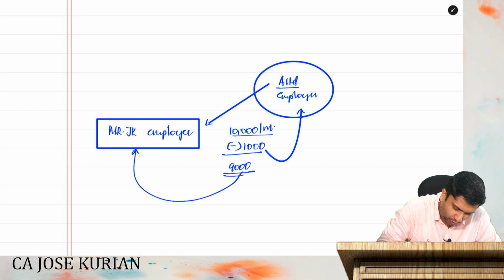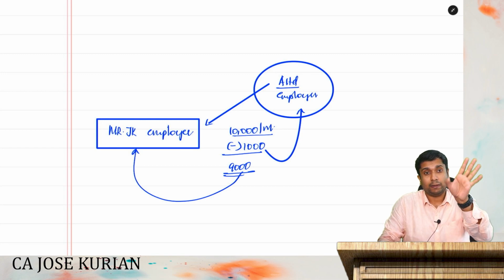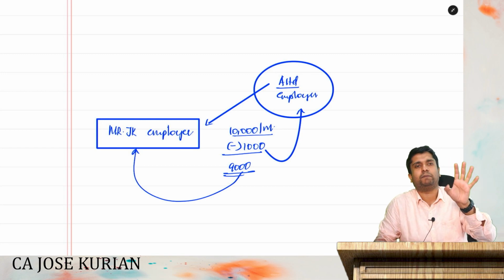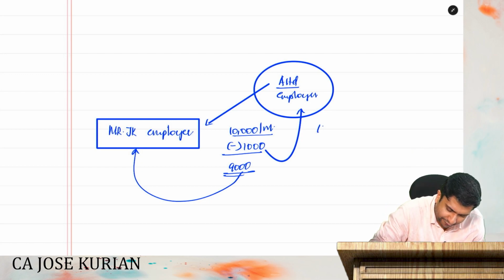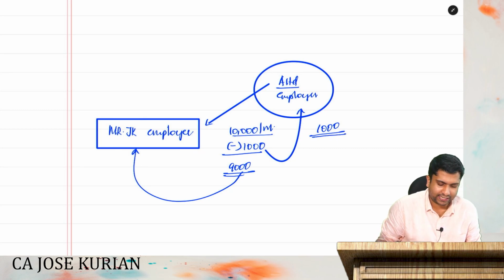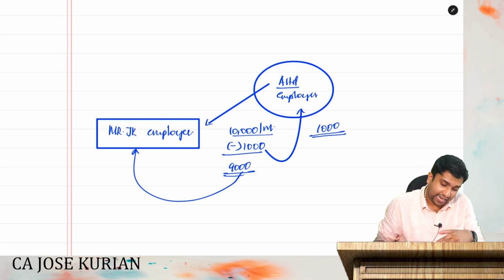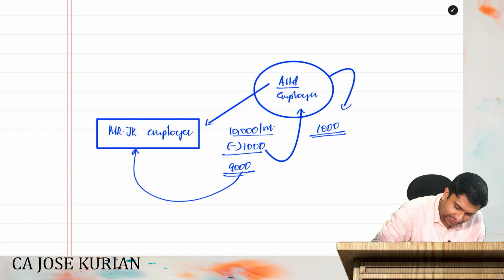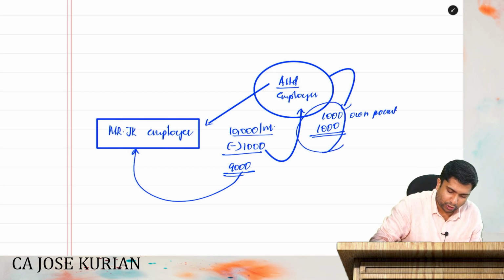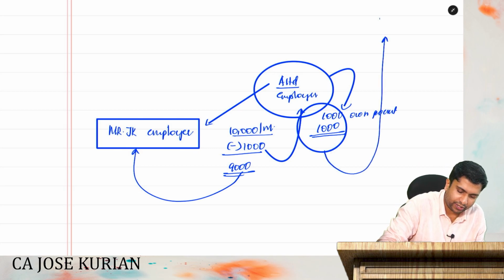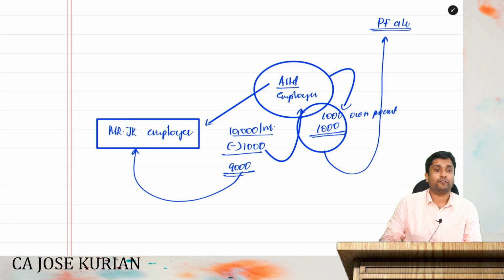JK only will get 9,000 rupees, the net salary received by JK per month. And A Limited has 1,000 rupees with them, which is deducted from the monthly salary of JK. Yes or no? And A Limited will contribute another 1,000 rupees from his own pocket, and he will deposit this 2,000 rupees to the Provident Fund account.